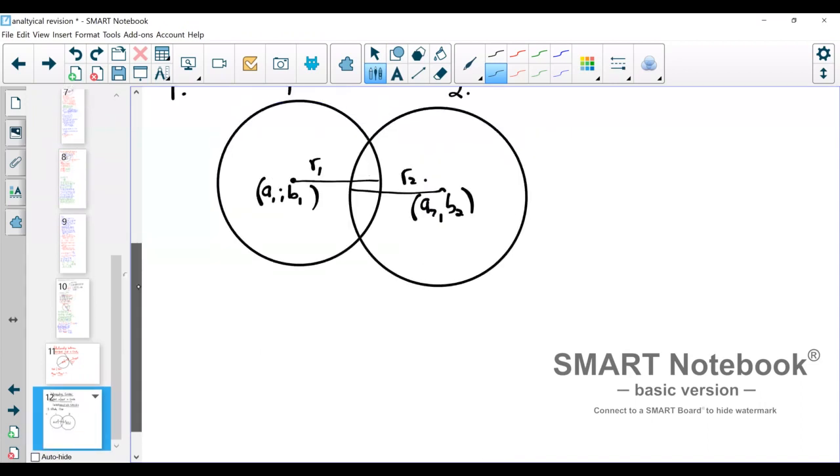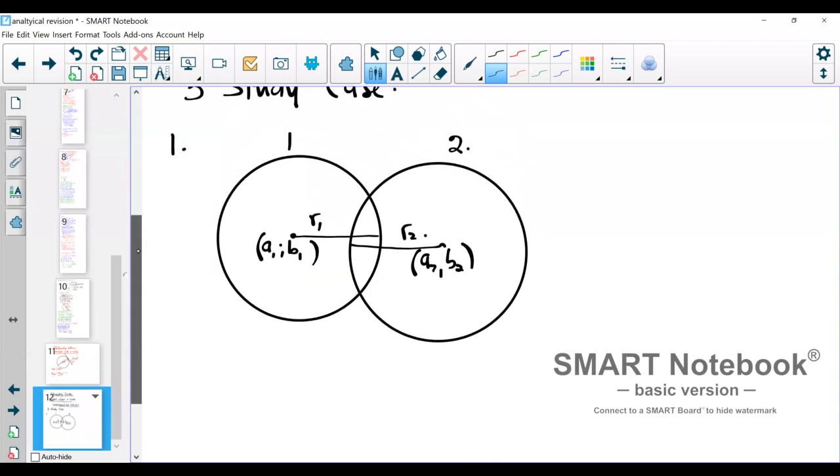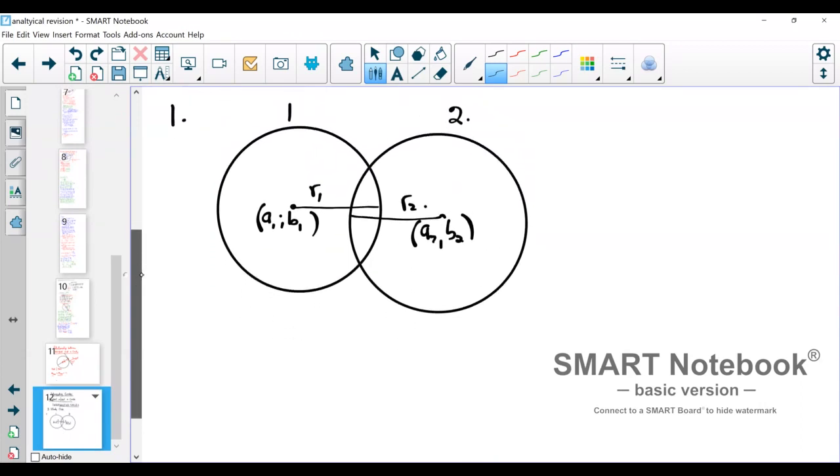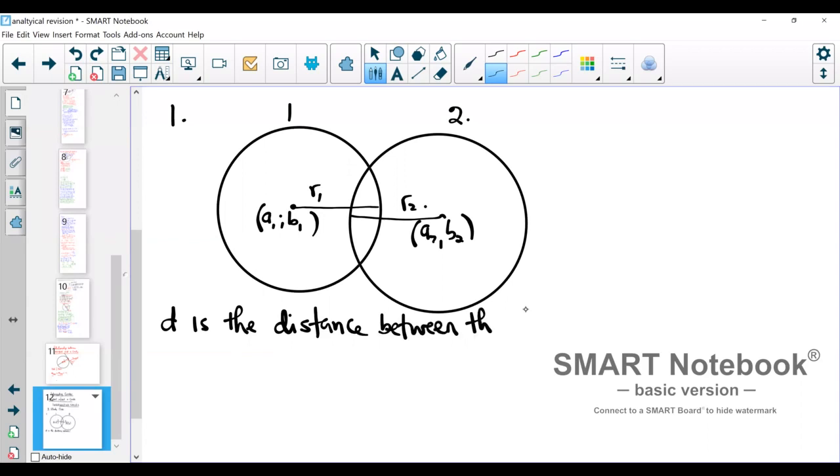All right. Now, somebody will send you a screenshot of this. Case 1. All right. D is the distance. Let's call D the distance between the centers of the circle. So let's call this A and let's call this B. So D is the distance, which is AB.